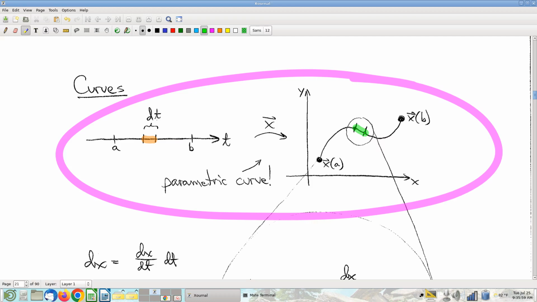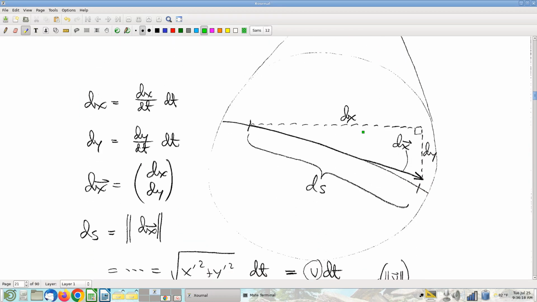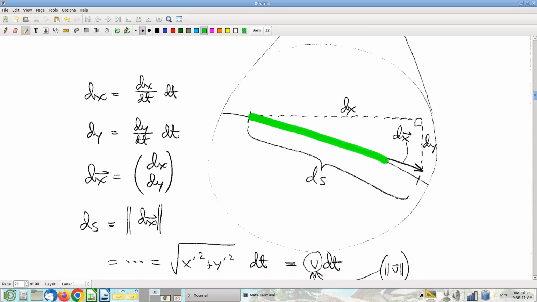So we just need to know what is this factor by which the orange length is stretched out to become the green length. And so we're just going to compute this green length here. And I'm going to, just for artistic purposes, easier to visualize, remind you that with that little piece of curve we can look at, and don't forget from a while ago we defined this thing called the dx vector.